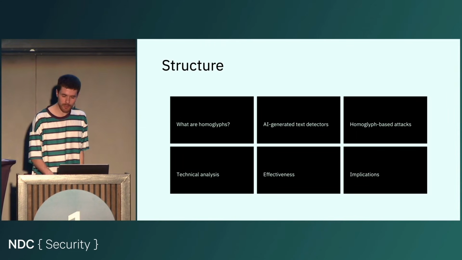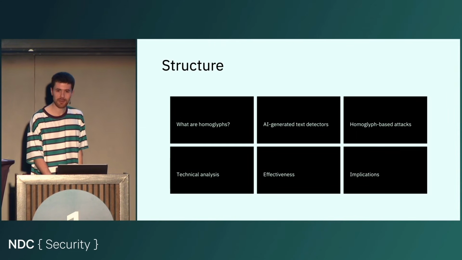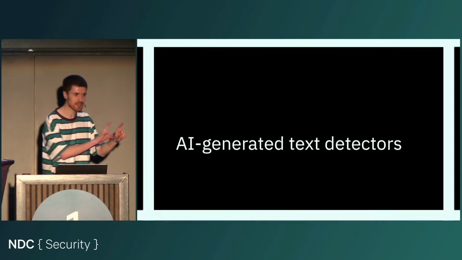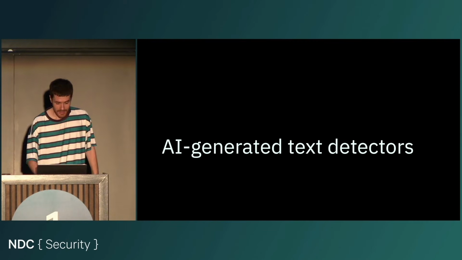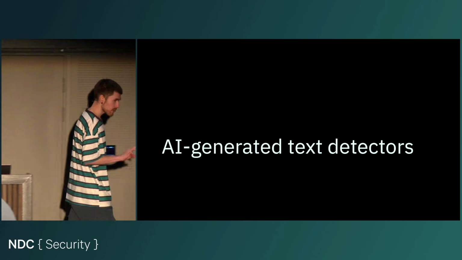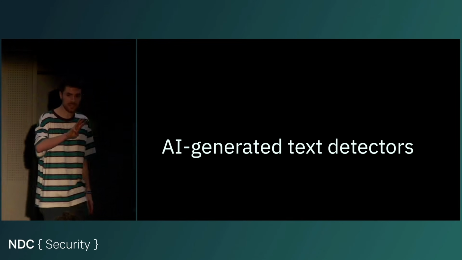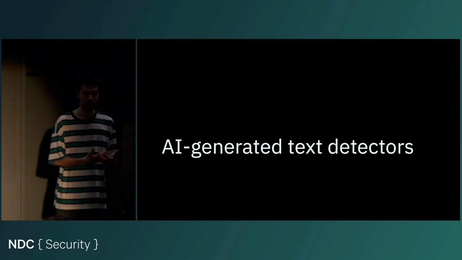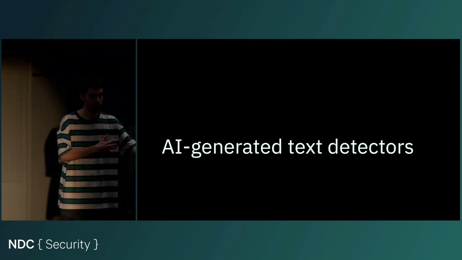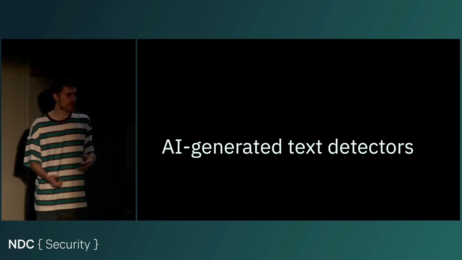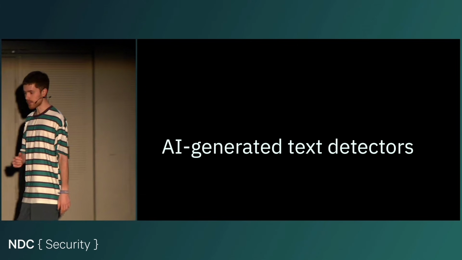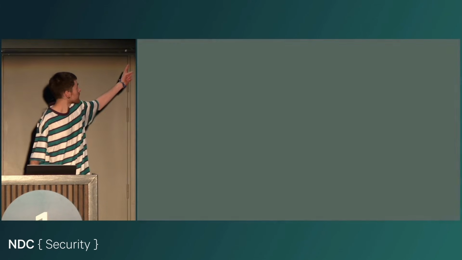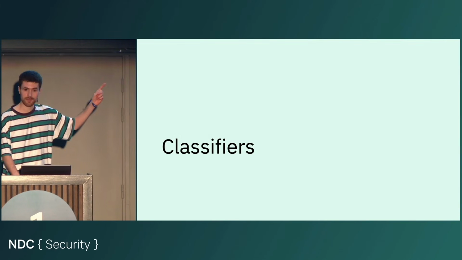Now let's talk a little bit about how AI-generated text detectors work, because that will be very important for the rest of the presentation, right? I'd say that there are three main types of systems that you can use to tell if something has been written by ChatGPT, Gemini, Claude, etc., or not. So human or AI, right? The first of them is what we call a classifier.